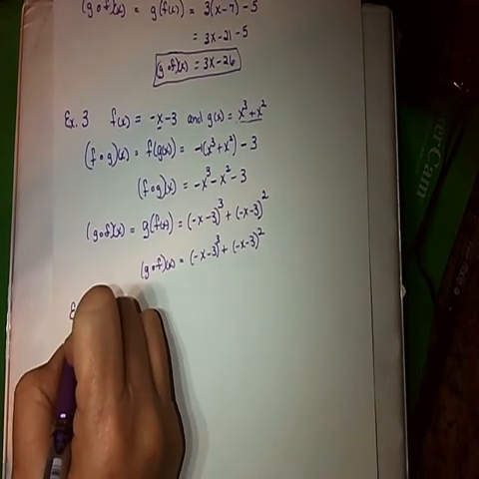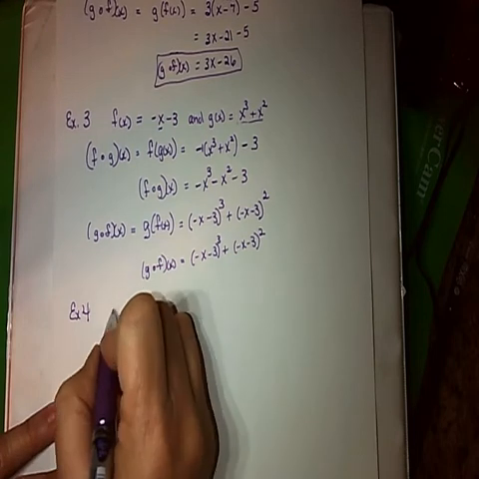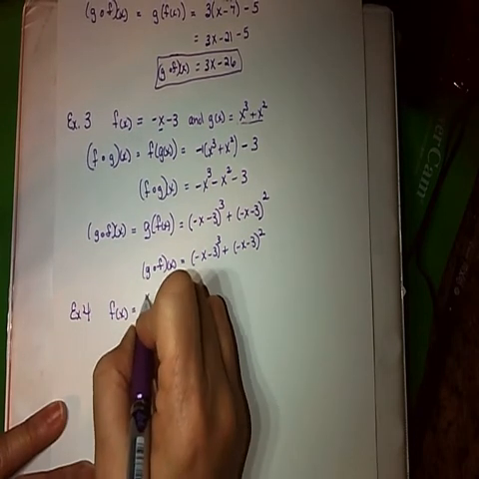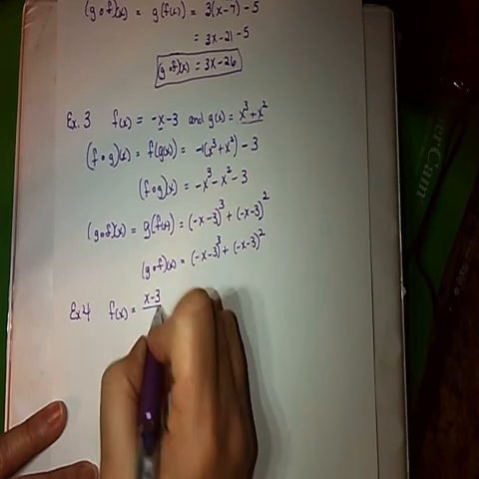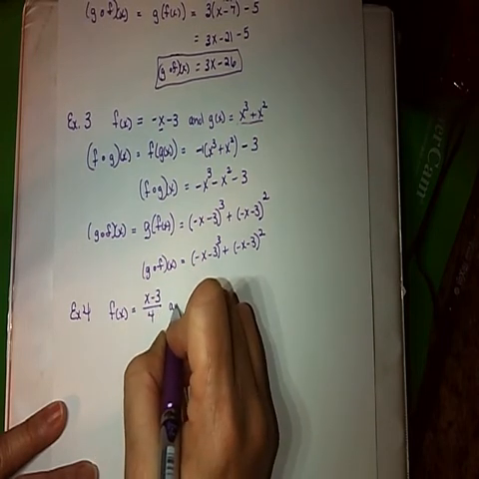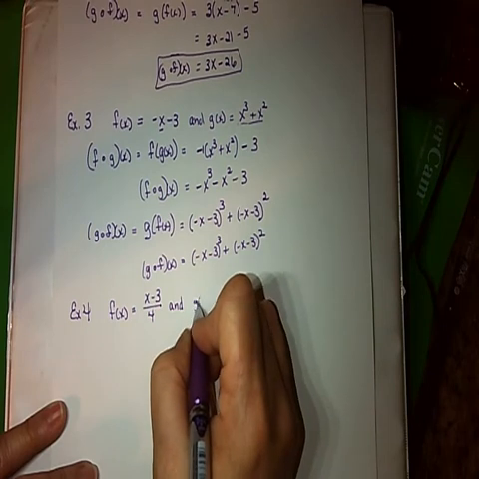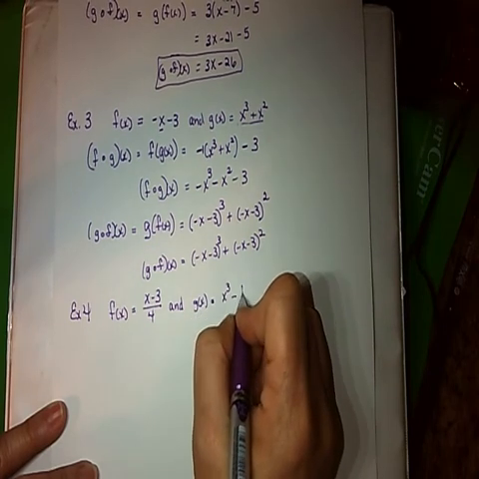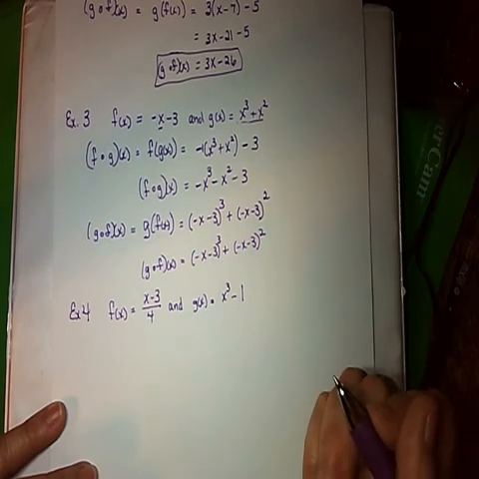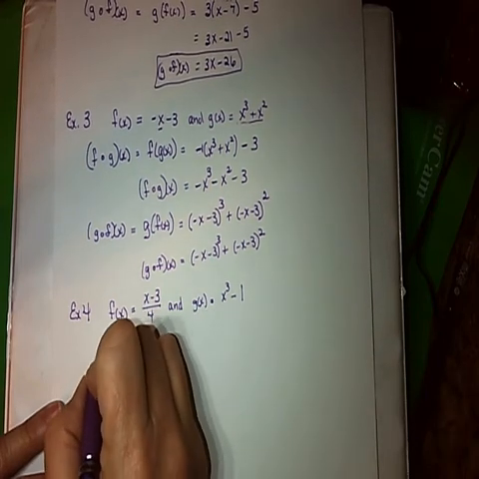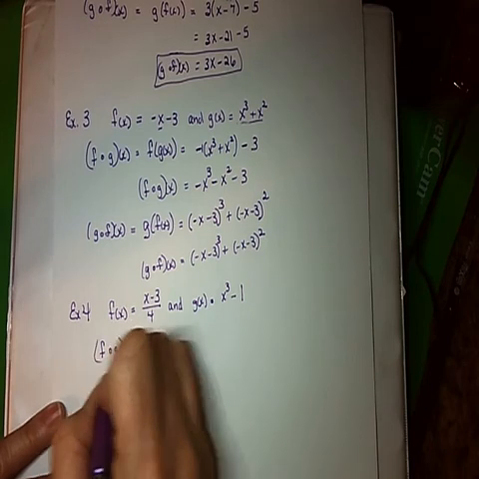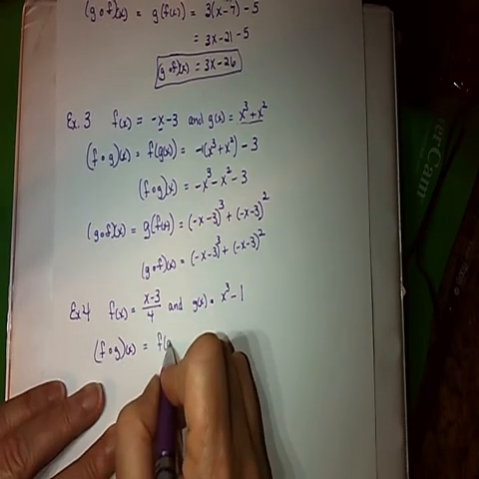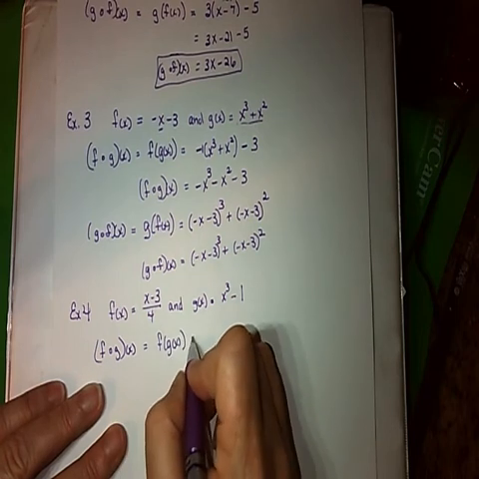So let's look at example 4. Again, we have two new functions. f of x equals x minus 3 over 4, and g of x is x cubed minus 1. So we're going to look at the composite, f of g of x. So I'm putting my g into my x.